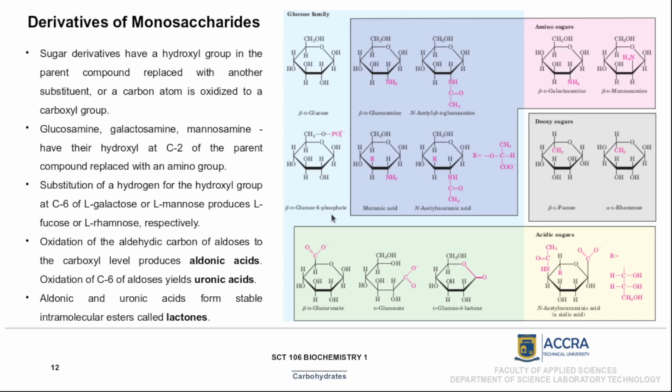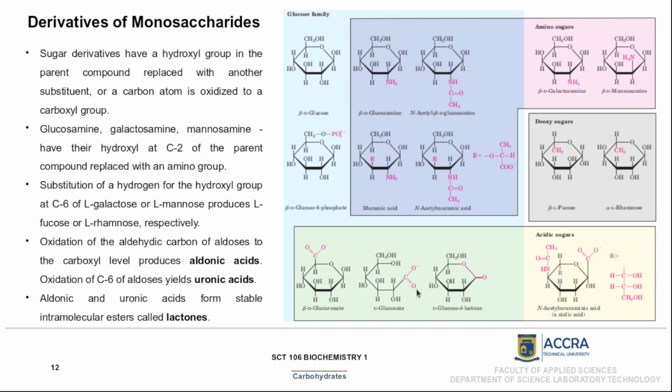You have glucose 6-phosphate, where the hydroxyl group here is now substituted with this phosphate group. Then you also have the oxidation of the aldehyde group on carbon number 1 to form a carboxylic group. When the aldehyde group is oxidized to a carboxylic group, this is called an aldonic acid. This is an aldonic acid.